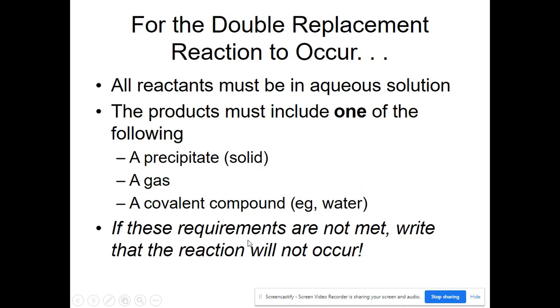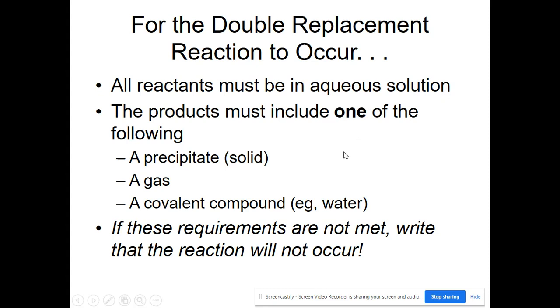So for the reaction to occur, all the reactants must be dissolved in water. They must be aqueous. When I showed you guys that video of the reaction between lead 2 nitrate and potassium iodide, you could clearly see at the beginning that the two reactants were dissolved in water. But typically you'll either have to be told that, since you most likely will not be able to see the reaction occur, or you will have to figure it out using your solubility table.